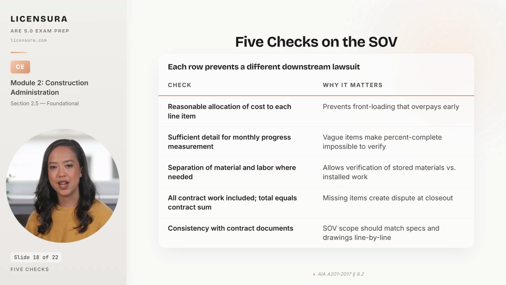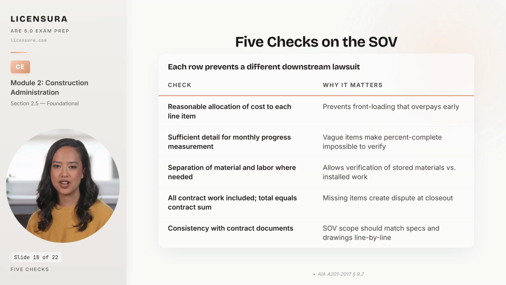First, reasonable allocation of cost to each line item. Mobilization and general conditions should reflect actual cost, not an inflated front-loaded share. Second, sufficient detail for monthly progress measurement. A single line item representing more than 3 to 5% of the contract sum is probably too big and should be broken into sub-items so percent complete can be verified objectively.